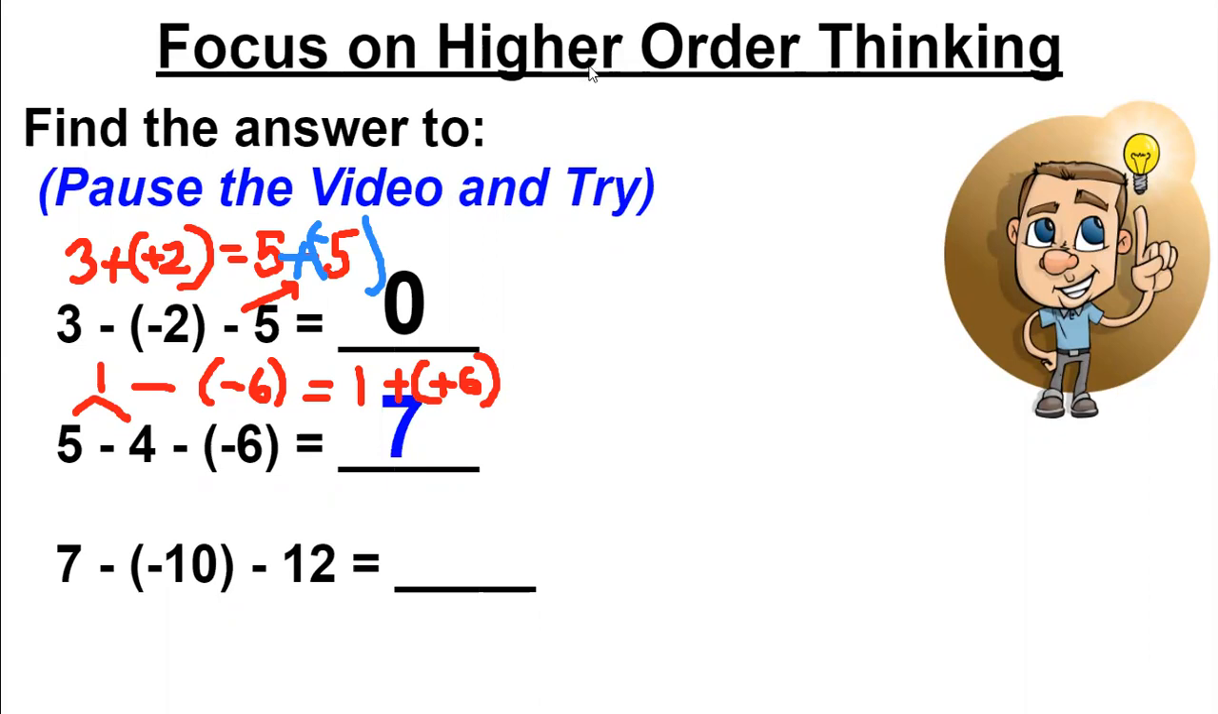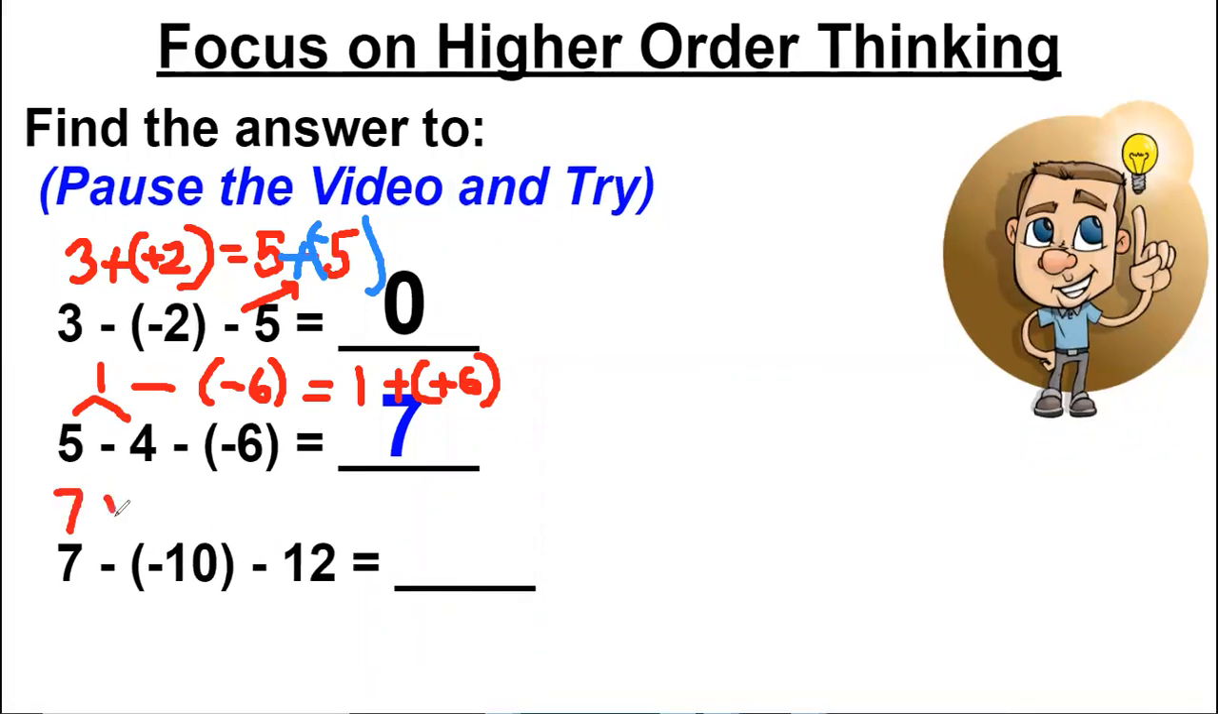Let's do the last one together. 7 minus negative 10 minus 12. So we're going to change it to an addition equation. 7 plus, what's the opposite of negative 10? Positive 10. I could put the plus sign in front of it if I want. I'm not going to. 7 plus 10. What's 7 plus 10? Right, 17. And I still got this part here that I got to put up there. Minus 12, right? 17 minus 12.